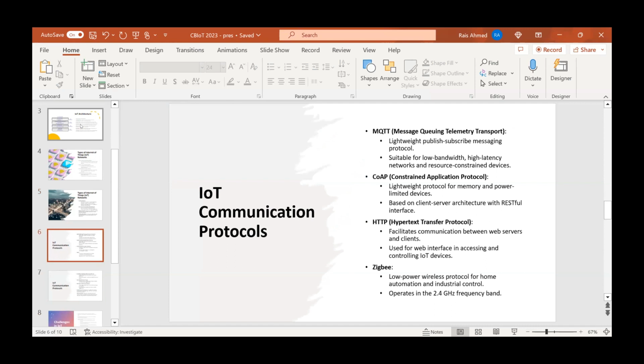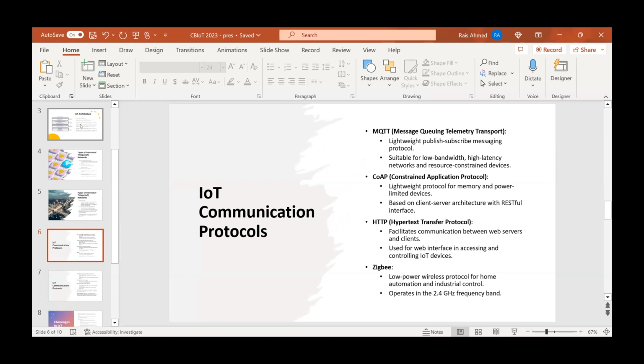The communication protocols also depend on what application and what layer you are using. This is very important. MQTT is used for lightweight publish-subscribe messaging, which is suitable for low-bandwidth, high-latency networks and resource-constrained devices. The Constrained Application Protocol, CoAP, is a lightweight protocol for devices with limited memory and power. It is based on the client-server architecture and is resource efficient.